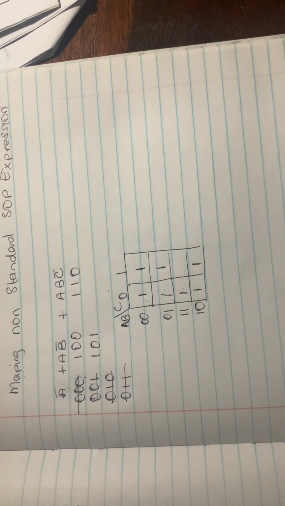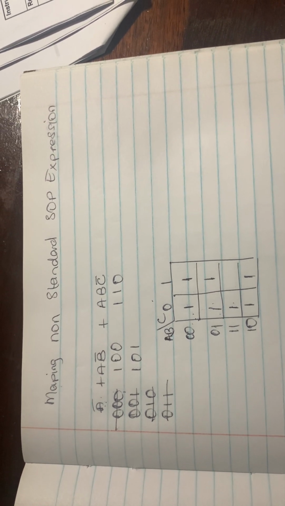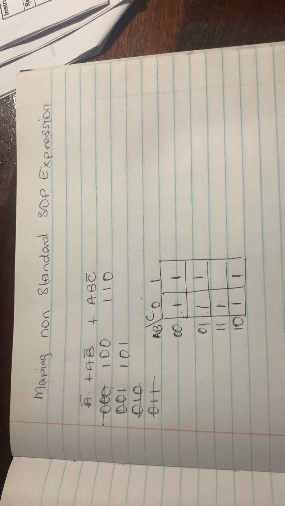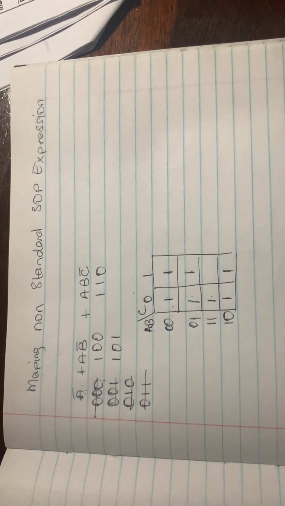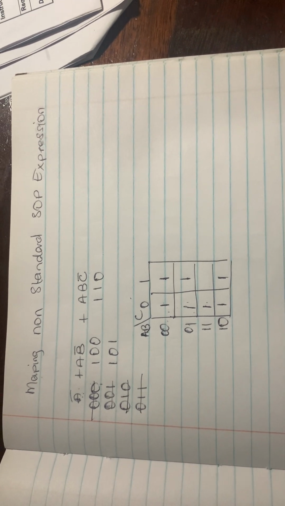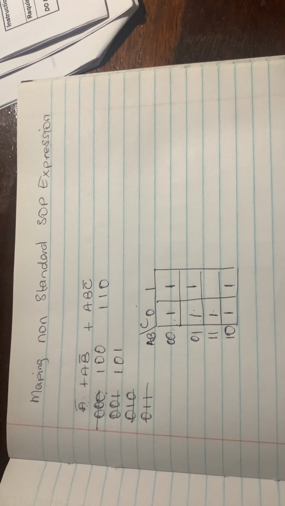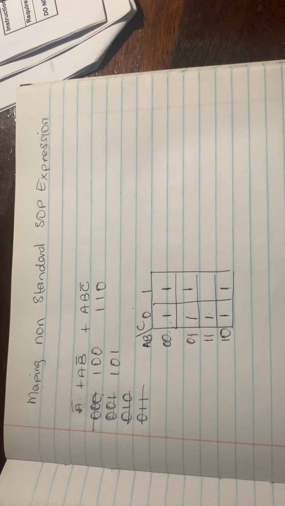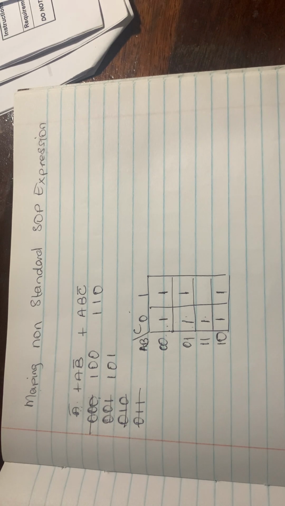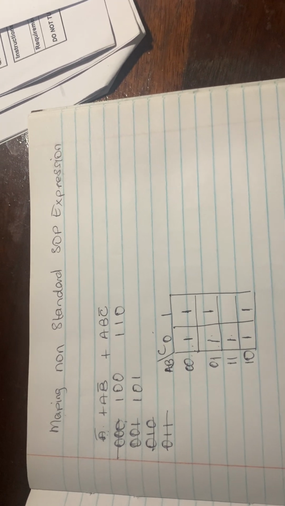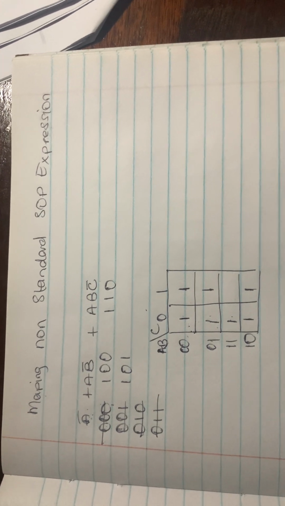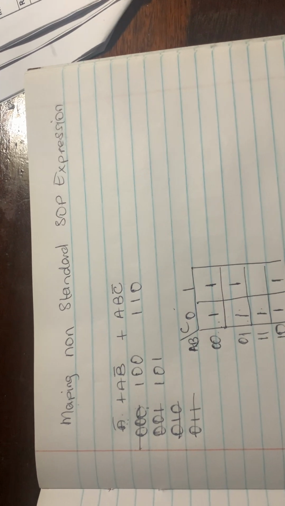Okay, so this is how we do mapping on a non-standard SOP expression. Maybe from here, if we continue, the question may be to draw a circuit diagram, a logic gate diagram for this expression. So if you do not know, let's try to draw it. So let's start with this one. It doesn't matter which one you start with, but here this one, it will be okay.